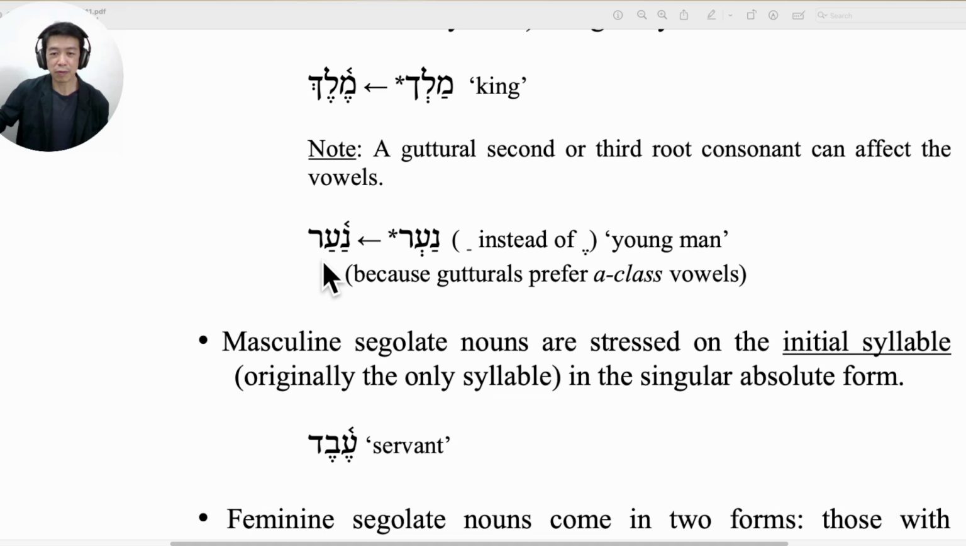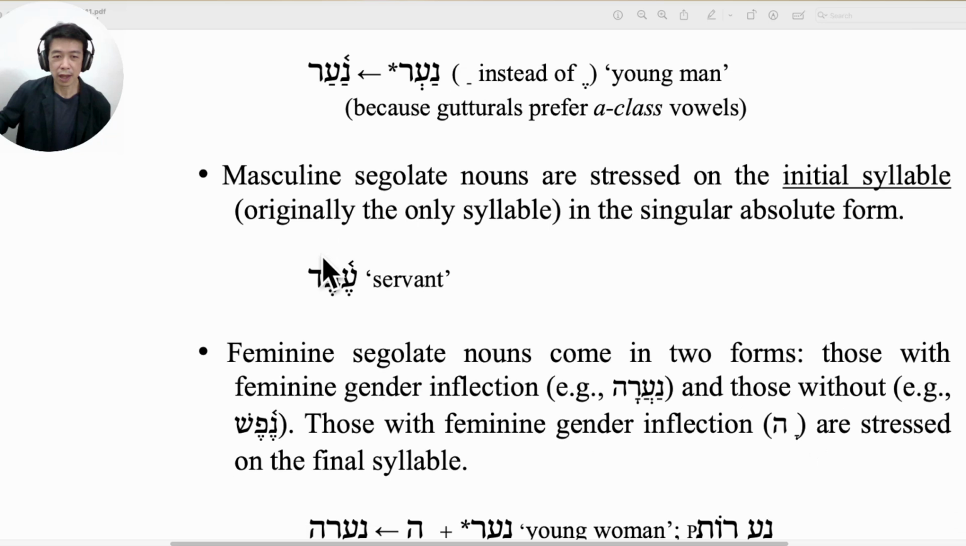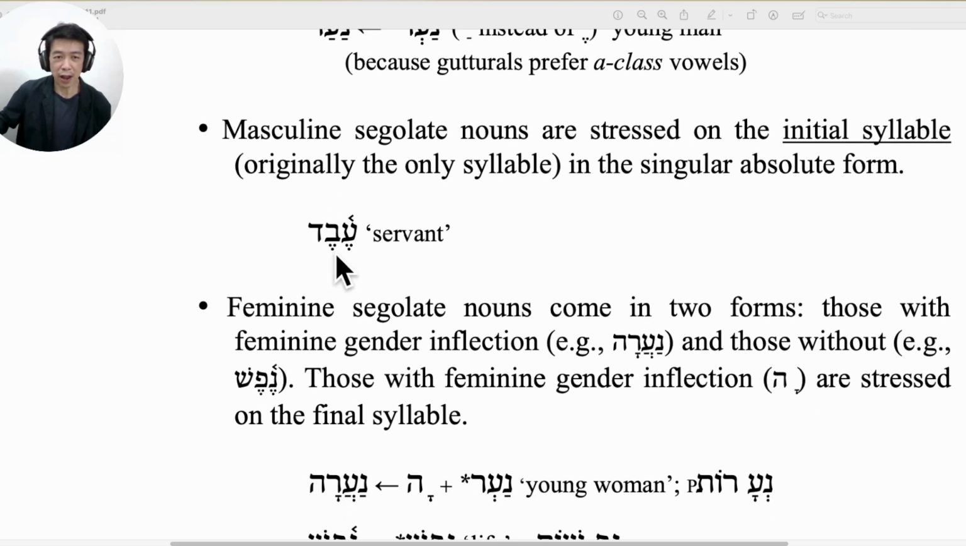Masculine Segolate nouns are stressed on the initial syllable, which is the original only syllable in the singular absolute form. For instance, eved, meaning servant. Female Segolate nouns can come in two forms: those with a gender inflection, for example, na'ara, and those without. For example, nefesh.